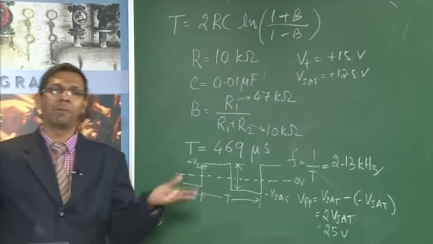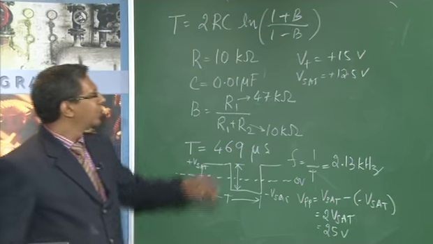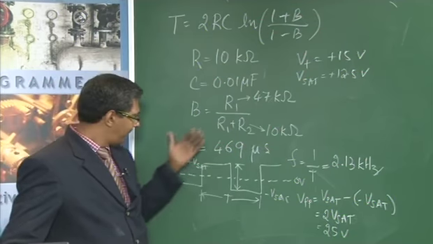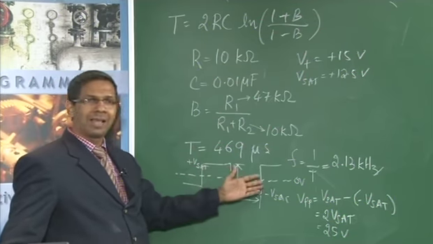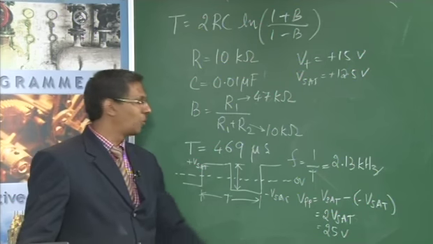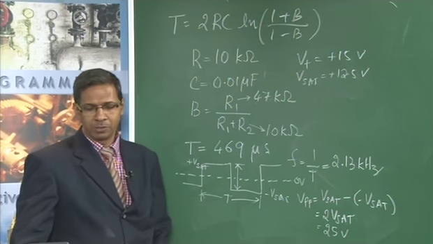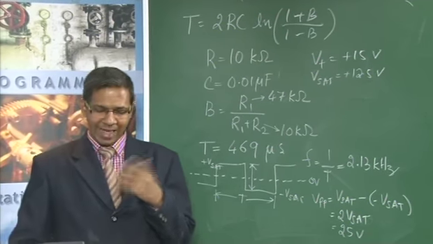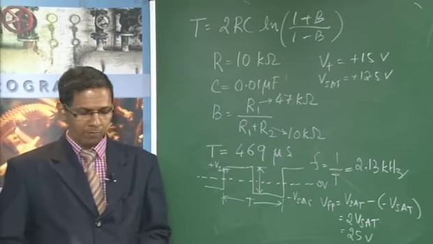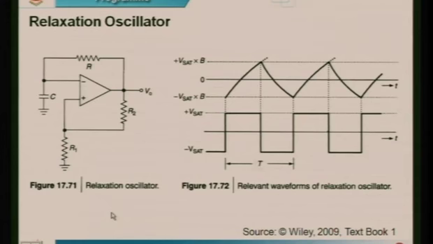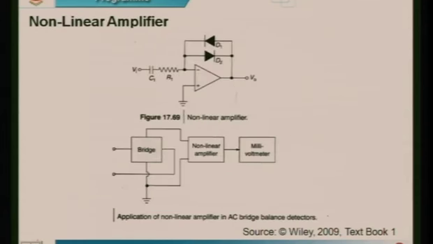So in this example, what we have seen is we could calculate the time period, hence find the frequency, and then draw the waveform, analyze that and find the peak to peak, which happens to be 2 times the saturation voltage, which is your 25 volts. So this would be the numerical that enhances the concepts that we have learned for the relaxation oscillator. So let's move on and see the last application that we are looking at for this op amp.